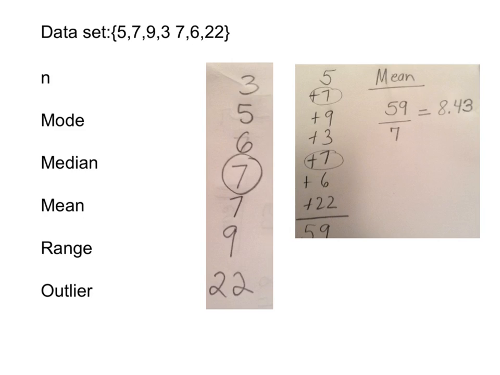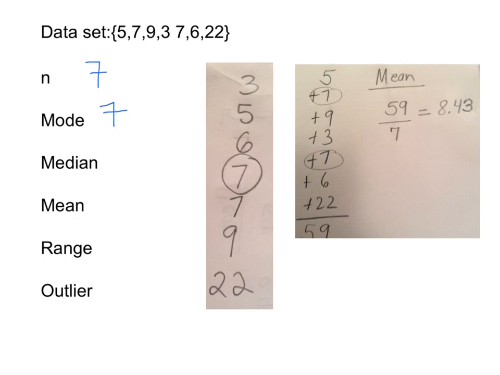All right, let's take a look at the following data set. It's random, so here we go: 5, 7, 9, 3, 7, 6, 2, 2. So let's have a look at all the things that we need to find. n is the number of terms in our data set, so if you count them up, you find that n is 7. The mode is the number that occurs most often, and in this case, mode is also 7.